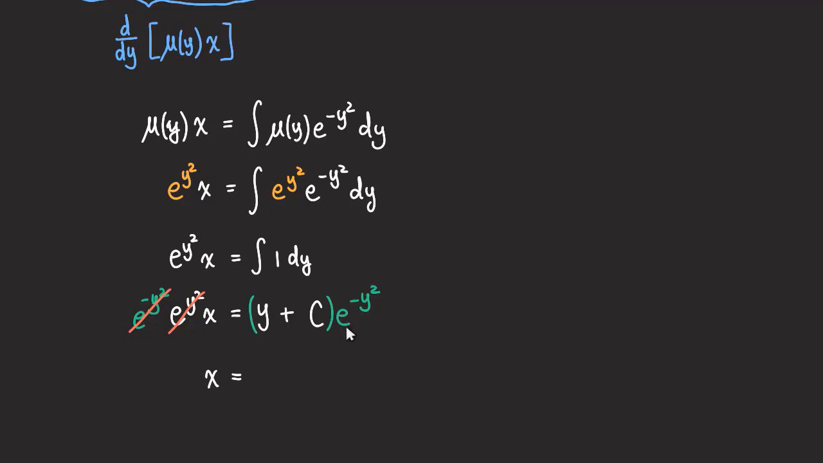And then here, all we need to do is to distribute this e to the negative y squared to both terms inside the parentheses. So we are getting y times e to the negative y squared, plus c times e to the negative y squared. And so we write x as a function of y, as you can see here. And this is our final answer.